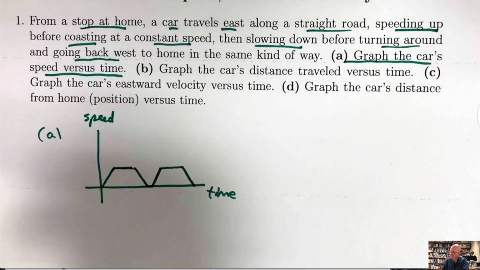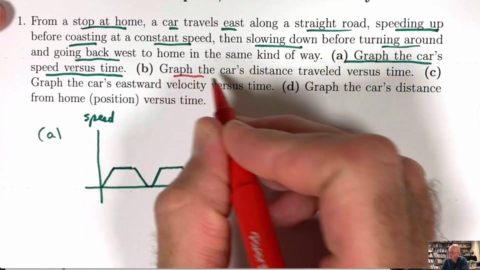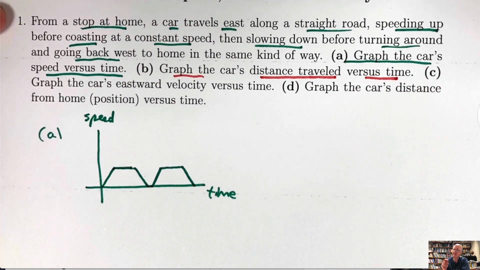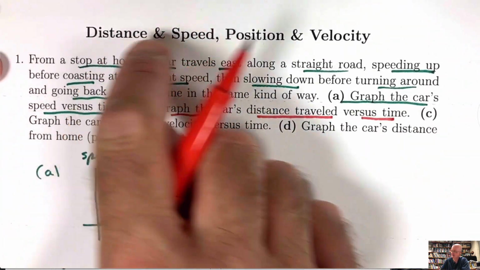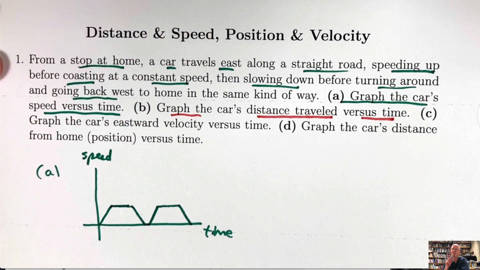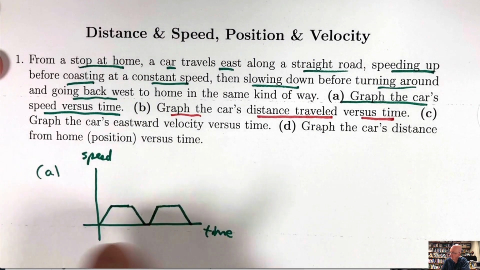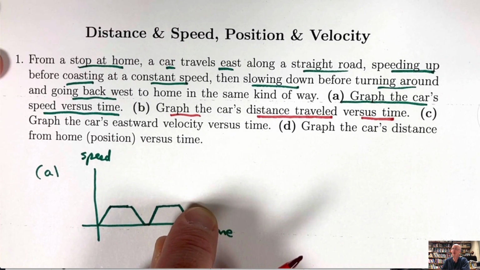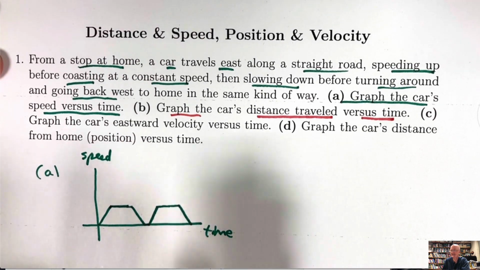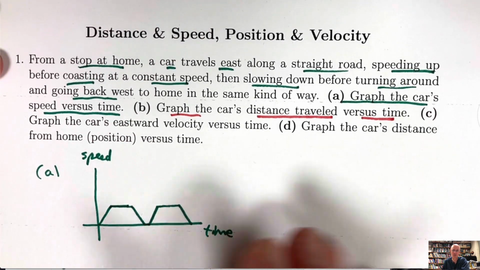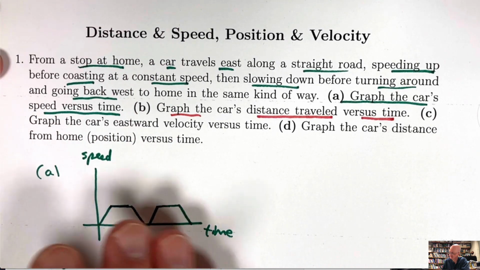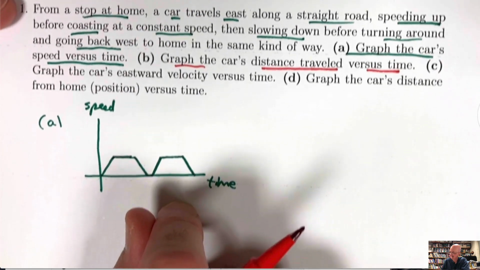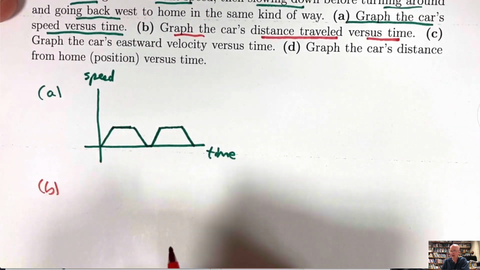Part B is to do something related. Graph the car's distance traveled versus time. And when I say distance traveled here, we are trying to distinguish distance versus position. Yes, the car goes back and forth, first away from home to the east, before coming back to home going west. But when we're talking distance traveled, we're essentially ignoring the fact that the car goes back and forth. When we talk about its position, essentially its distance from home, then we do take the back and forth into account. So in doing part B, we're ignoring the back and forth.